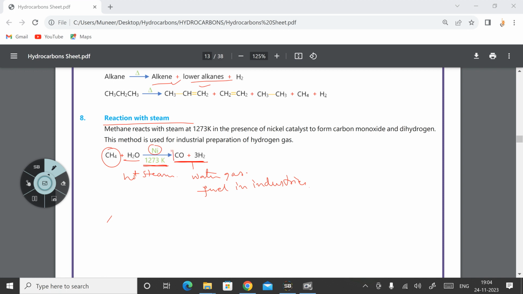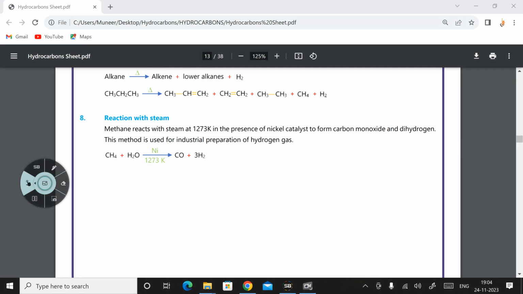Water gas. What is water gas? A mixture of carbon monoxide and hydrogen is called water gas. When is it formed? When methane is treated with hot steam. Steam means nothing but water, H2O, hot steam. In the presence of nickel catalyst, 1273 kelvins, carbon monoxide and hydrogen, water gas, is formed, which is used as fuel in industries. Okay, that is about alkanes, completely completed.